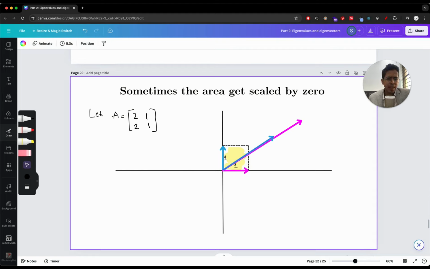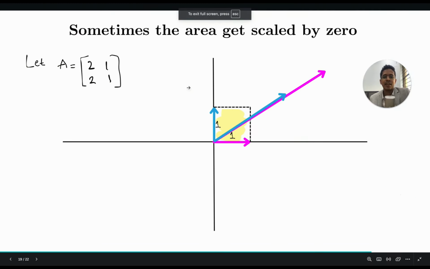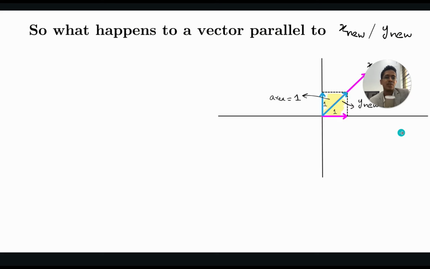And of course, you can guess the determinant of the matrix that makes this possible. The matrix was [[2, 1], [2, 1]]: x new was (2, 2) and y new was (1, 1), and the determinant of this is obviously 0. So when the determinant becomes 0, the area scaling factor is also 0. That's so beautiful, right? That is the physical intuition behind determinants.